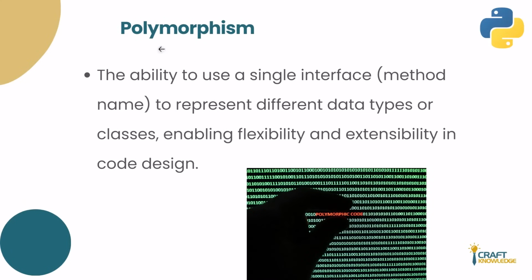So basically polymorphism is the ability to use a single interface. So we can use the same method to represent different data types or classes, enabling flexibility and extensibility in code design. What do I mean by that? Well, I had to read this boring definition. Let's go back over here.